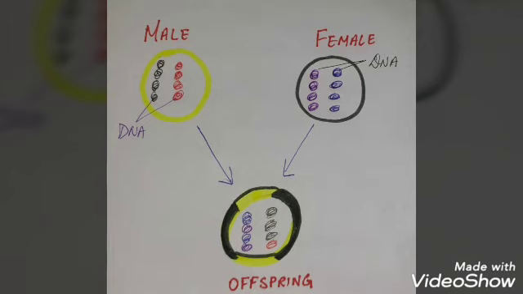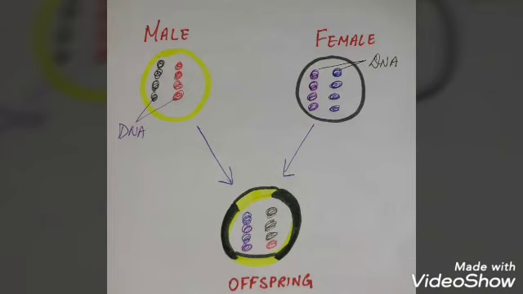Let us see what happens to the DNA number in the offsprings. The DNA number needs to be maintained. That means the offsprings need to have the same number of DNA compared to the parents. But how does it happen?